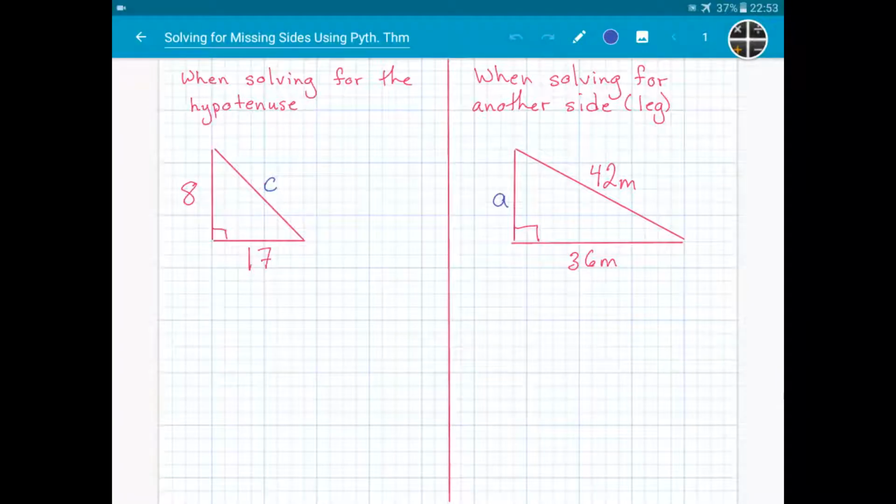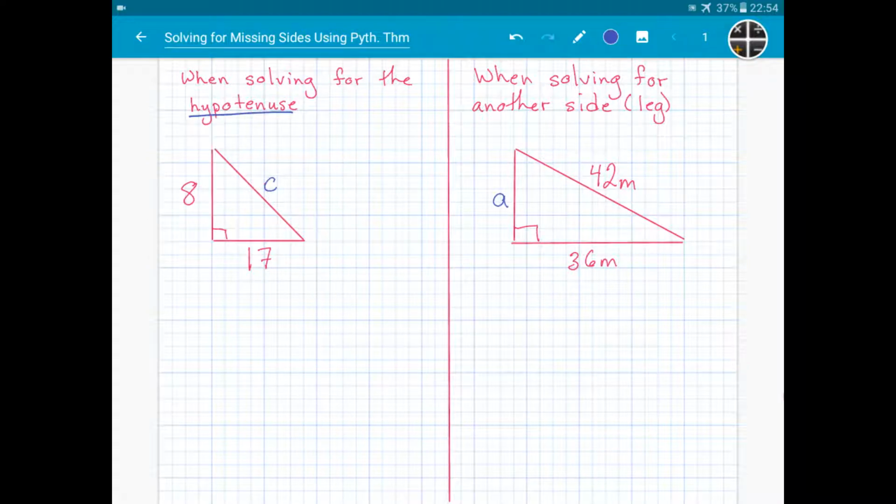Hello everyone, and welcome to the video on Pythagorean theorem. We're just going to look at a couple of examples. The first one solving for when we're looking for the hypotenuse, and the other when we're solving for another side, which we sometimes call a leg. So let's start with the hypotenuse example.